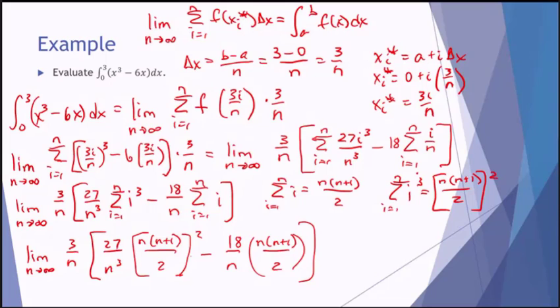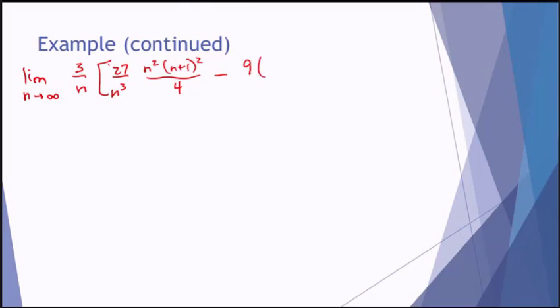The bad news is we have to be very careful about making sure we do the correct simplification as we clean this up so that we can take the limit. Let me just move this to the next slide, give myself a little bit more room. We'll have the limit as n approaches infinity. We'll have 3 over n. We'll have the 27 over n cubed. Remember, we have to square each one of those pieces. So that's n squared, n plus 1 squared, over 4. And then the second one, if you take the 18 and divide it by the 2, you're going to get a 9. The n in the numerator and the n in the denominator cancel.